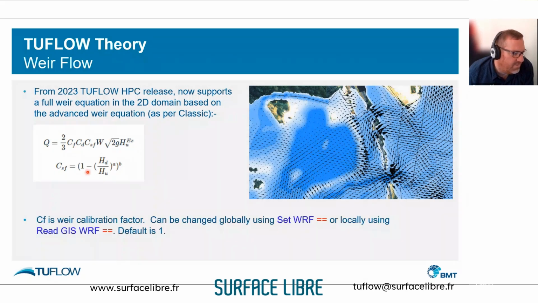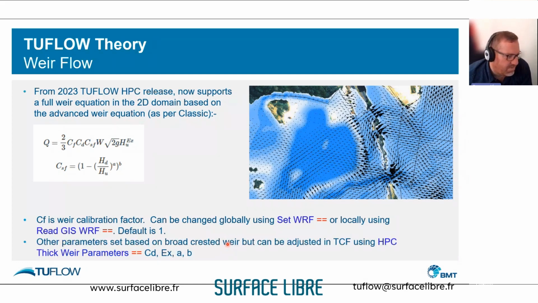CF is a weir calibration factor. That is set to 1, but we can change that globally using the Set WRF command, or if we want to spatially distribute that, we can use the Read GIS WRF, and we can specify a vector polygon as to where we want to vary that if we've got a particular weir that we want to represent.